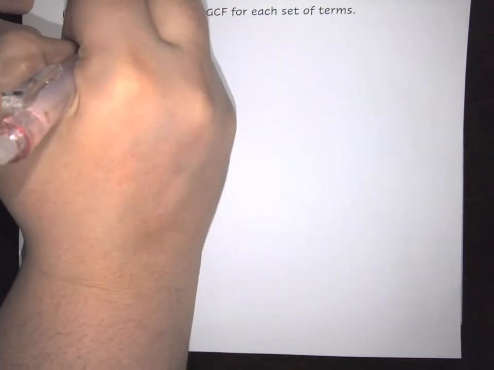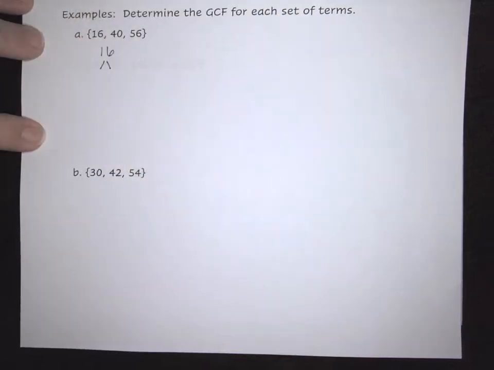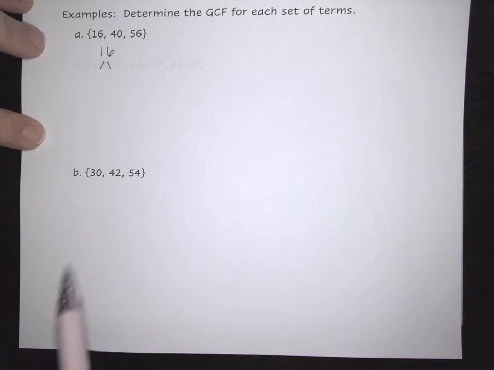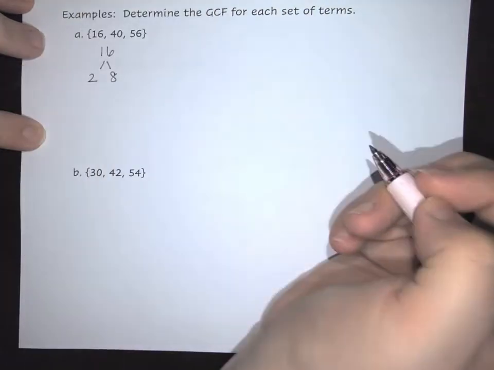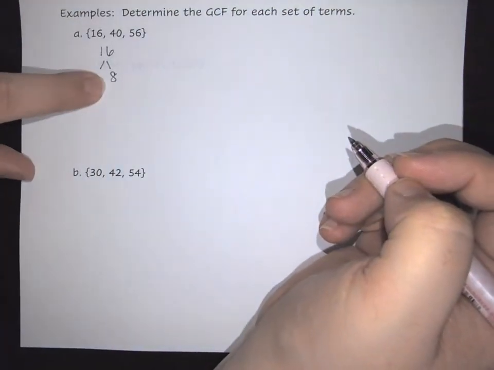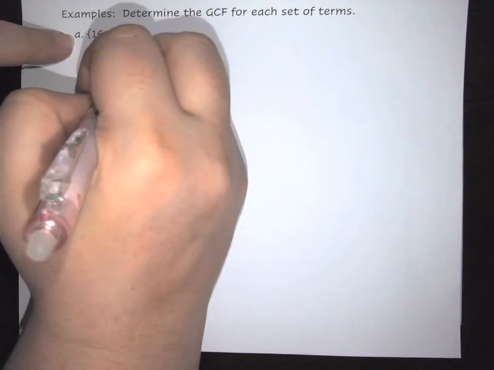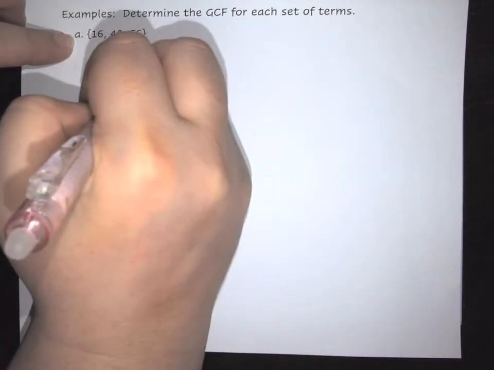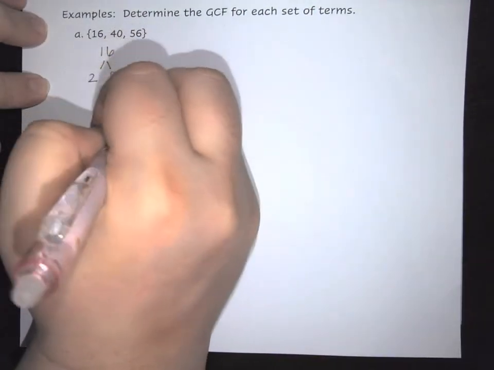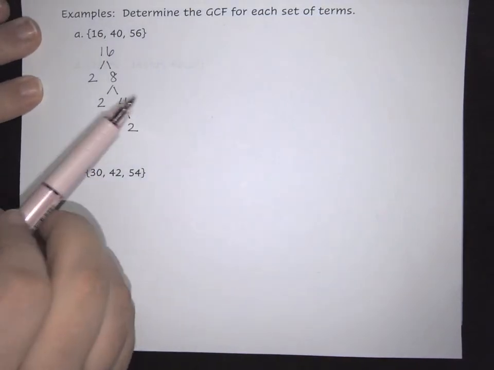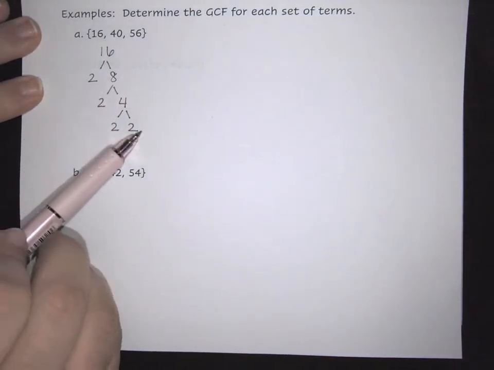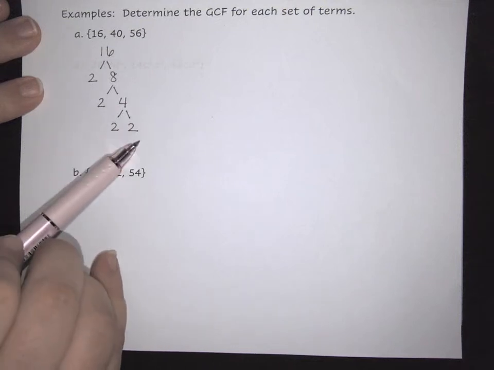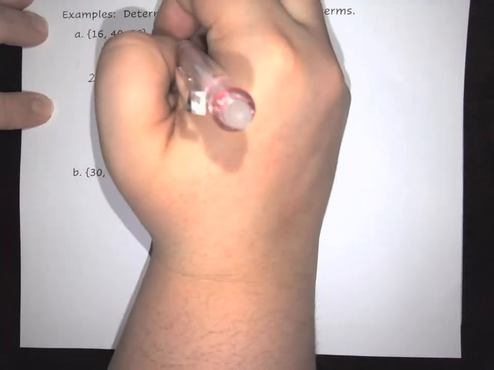So if we start with 16, remember prime factorization says that you are going to divide out a prime number or a prime factor. So 16 is even, so I know right off the bat I can take out a 2, and when I do that I have 8 left over. 2 is a prime number, 8 is not, so I need to do it again. 8 is going to reduce down into 2 times 4. 2 is a prime number, 4 is not. My 4 can break down even further into 2 and 2. So here what you can see is that I have broken my term down to its prime numbers. Now I need to do the same thing to 40 and 56.